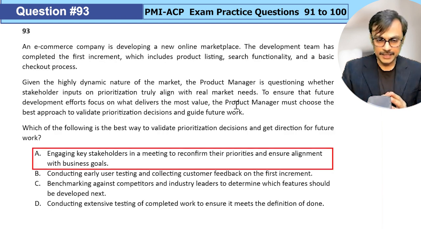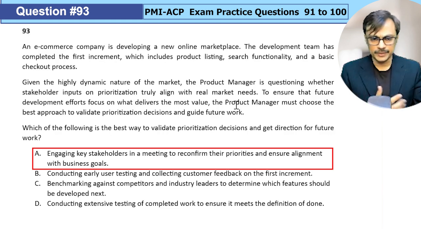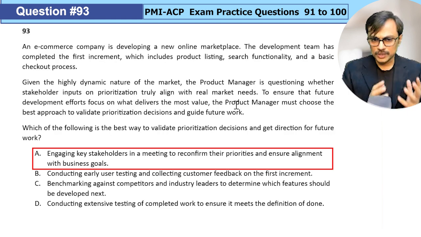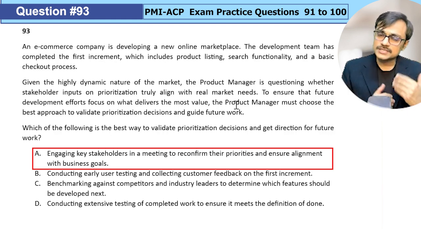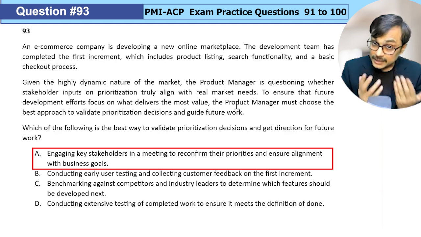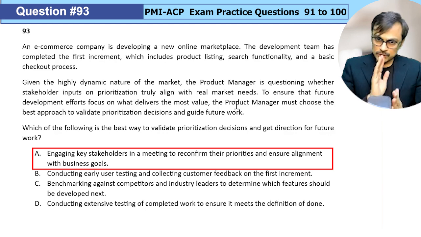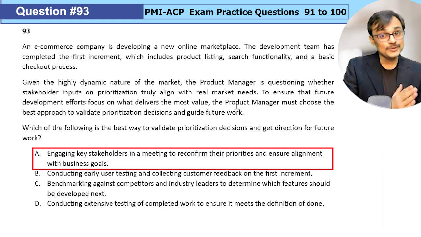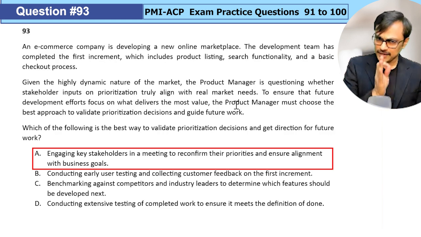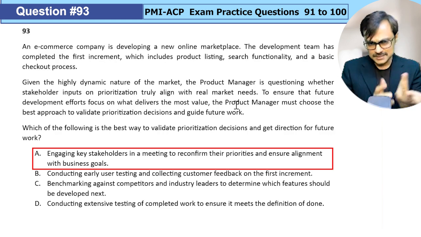Option A, engage key stakeholders in a meeting to reconfirm their priorities and ensure alignment with business goals. Not at all a bad idea. You should be doing it. But the issue here is, what if the stakeholders are giving me wrong information? Do they know what is needed? So asking stakeholders is a good idea, but can I go to the real users rather than stakeholders? If I get an option, I will go with that, but this is a candidate option.